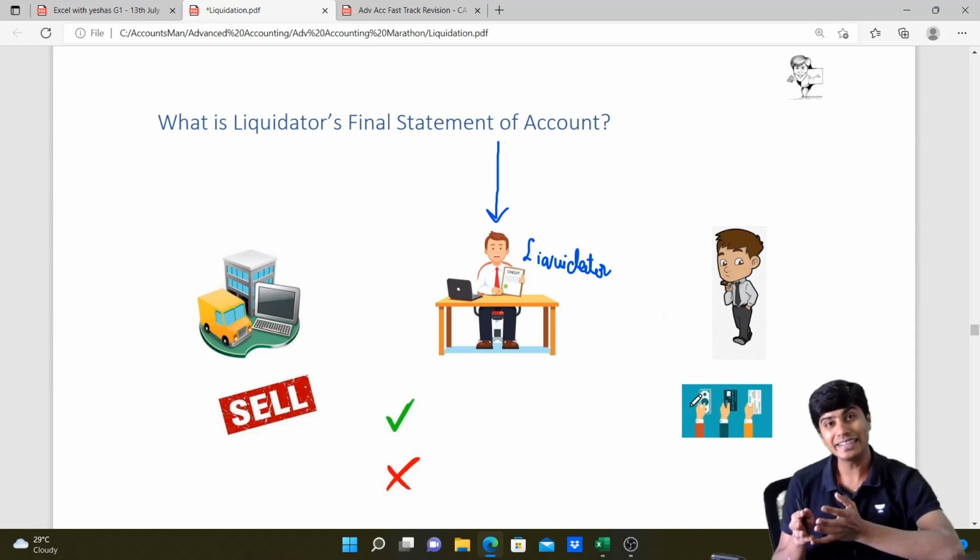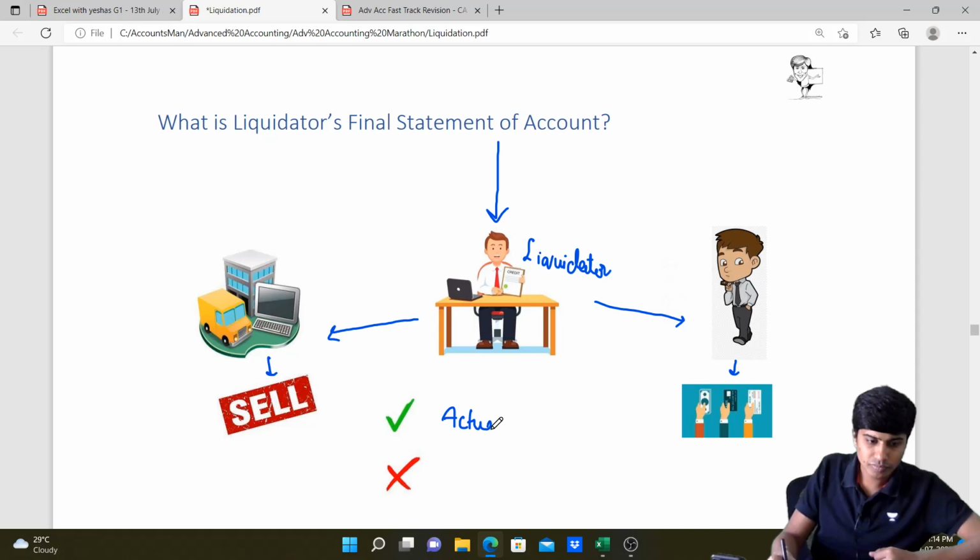In the process of selling the assets and repaying the liabilities, he prepares this statement, in which he writes in detail the price at which he sold each asset and the price at which he paid off each liability. And this is prepared on an actual basis and not on an estimation basis. Unlike the statement of affairs, this is on an actual basis. In fact, we can say this liquidator's final statement of account is a cash book.